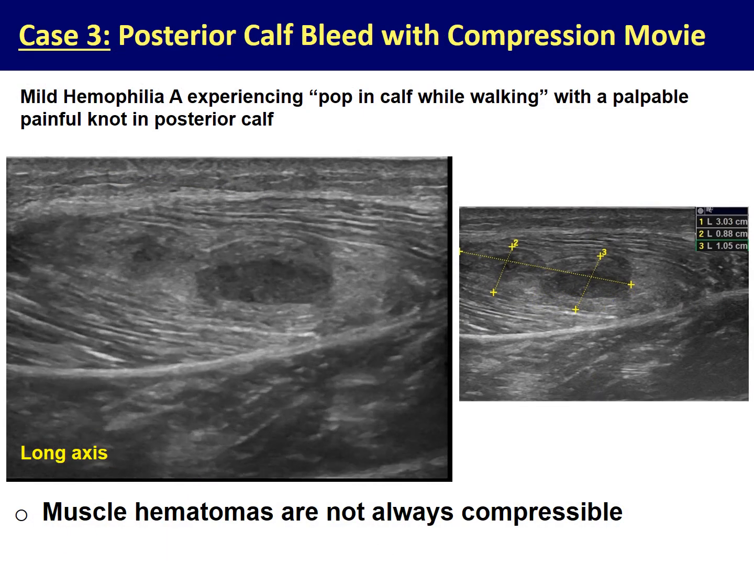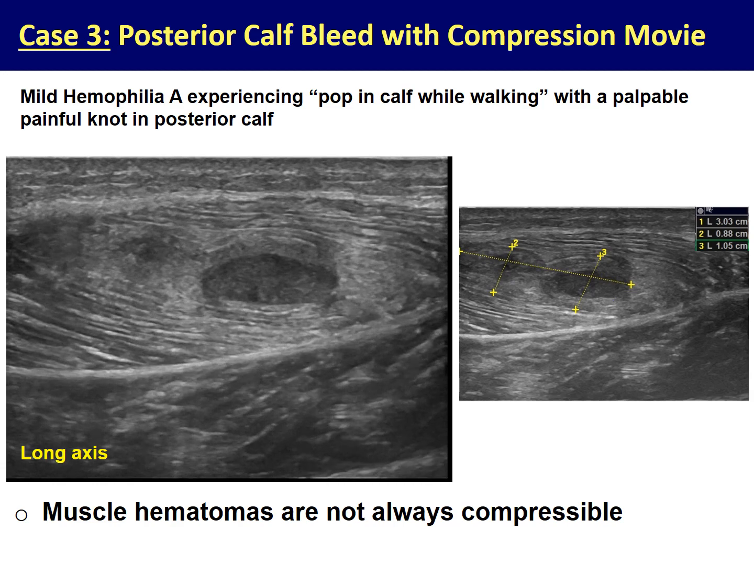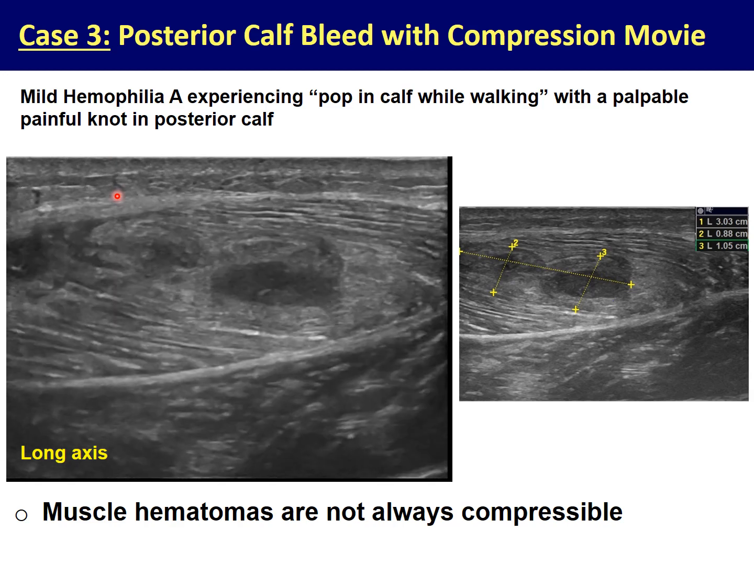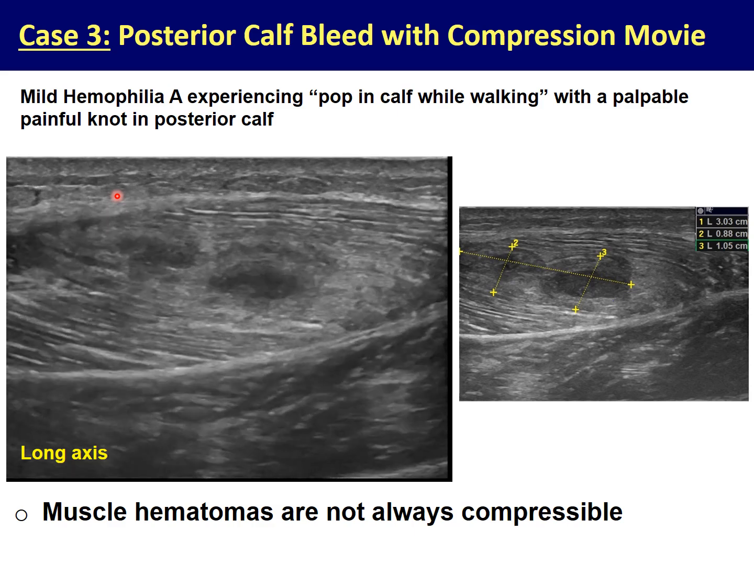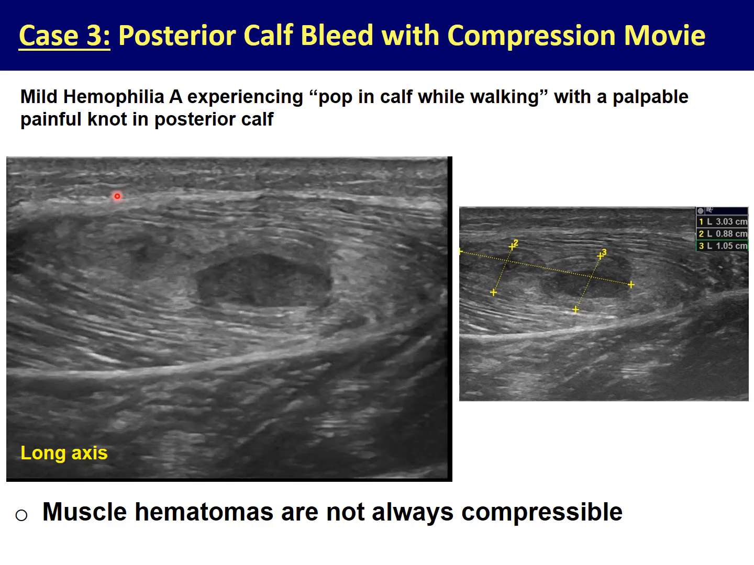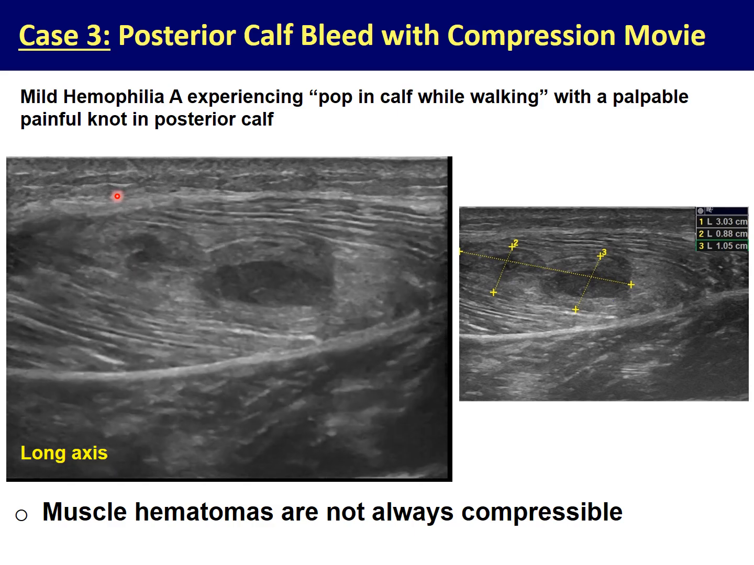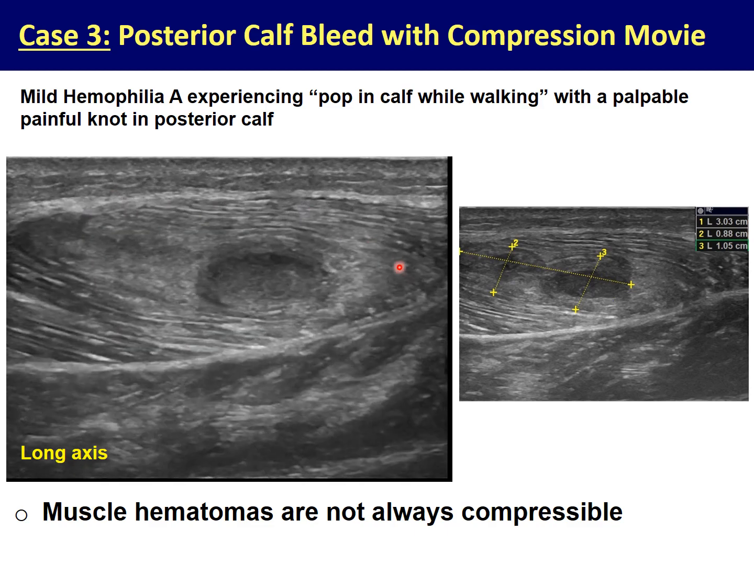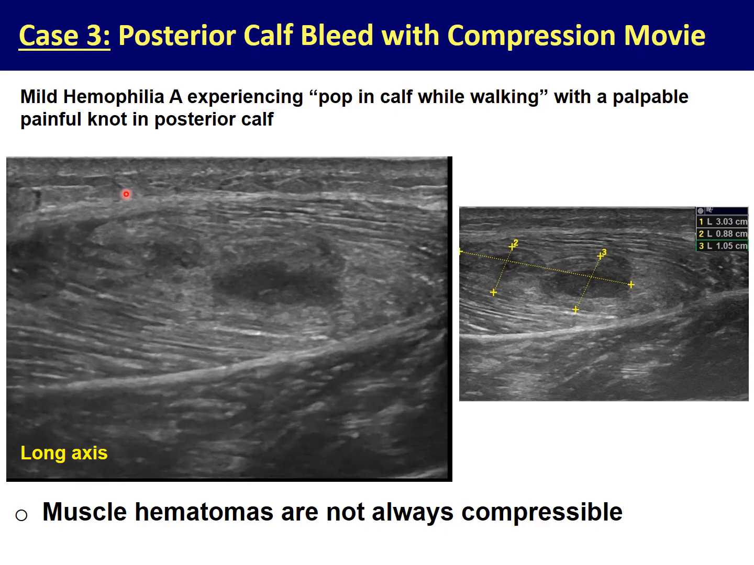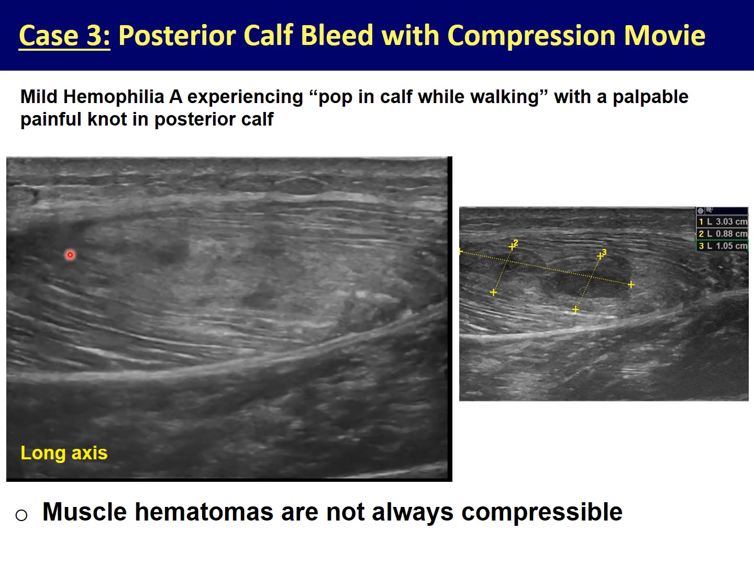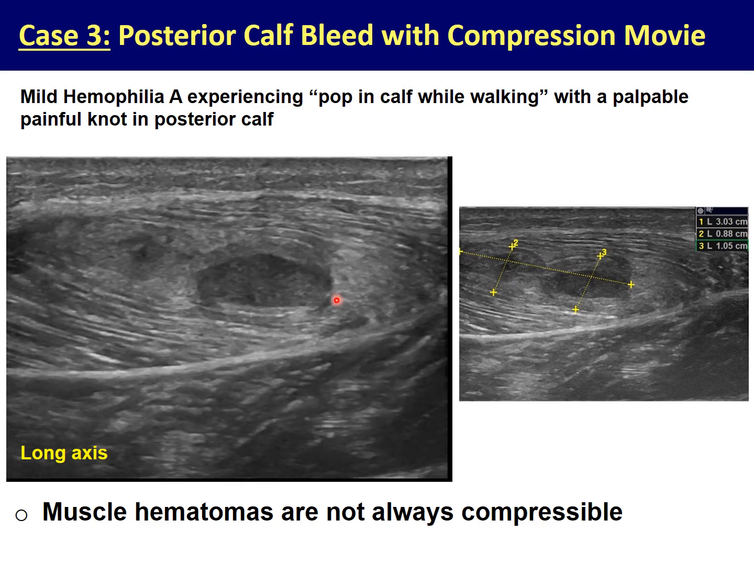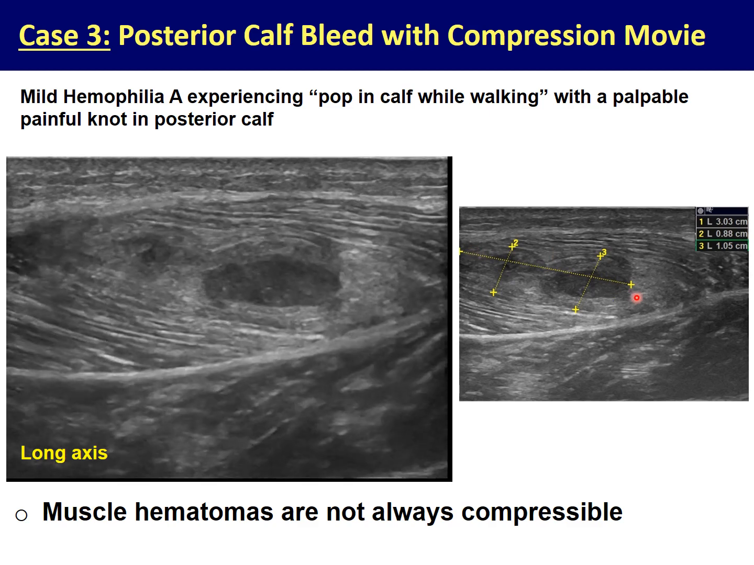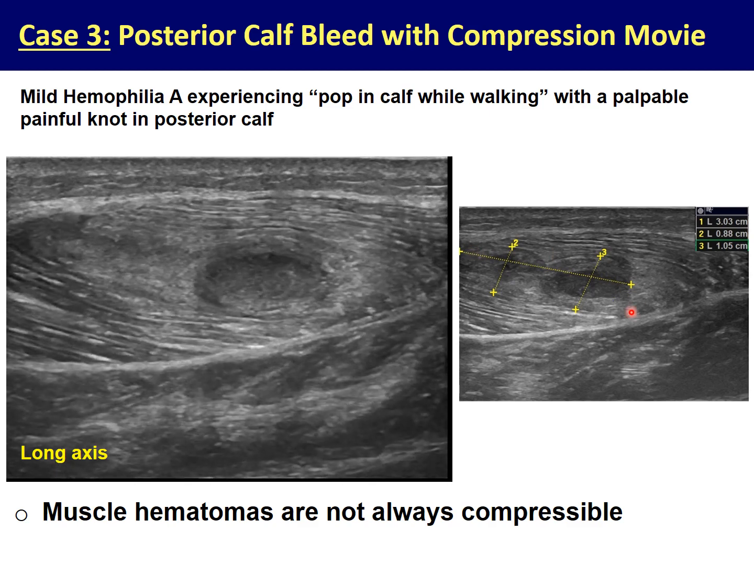Case 3 shows a posterior calf bleed here with a compression movie. It also occurred in a patient with mild hemophilia A who experienced a pop in the calf while walking with a palpable painful knot in the posterior calf. This would be the area of the hematoma. Clearly visible are the disruptions of clear fiber structure. It almost looks like a figure 8. Here you see the measurements applied to the hematoma.